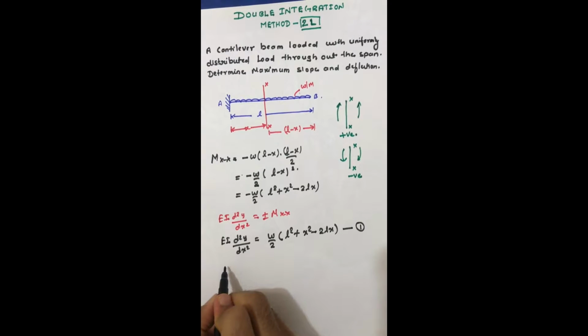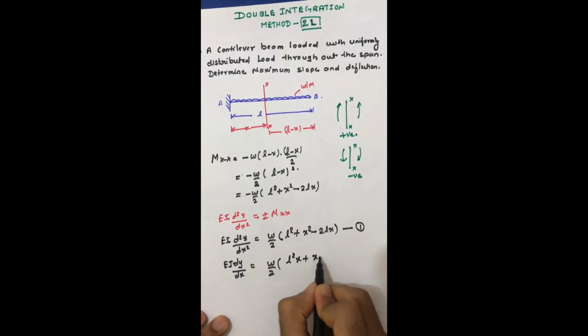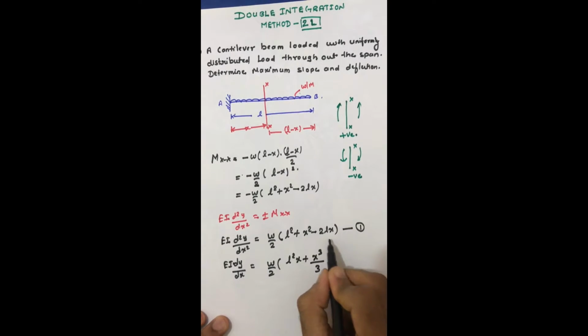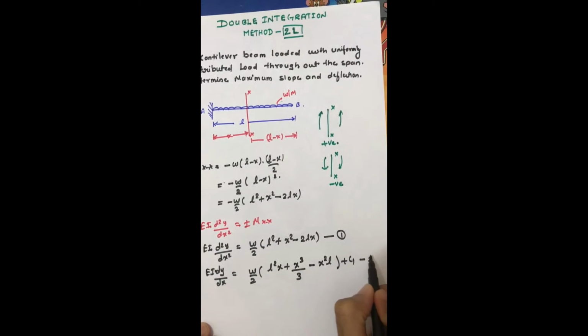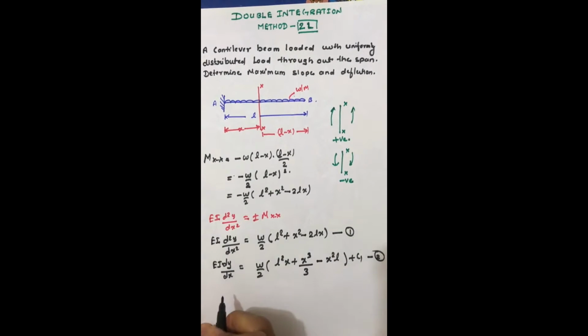If we are integrating the equation for the first time, we will get E into I into dy by dx, and that will be equal to W by 2, we are integrating this part: L square into x plus x to the power of 3 divided by 3 minus x square divided by 2 will get cancelled, so directly I am writing L square into x plus C1. And let us suppose this is equation number 2, right? Now I am integrating it one more time.